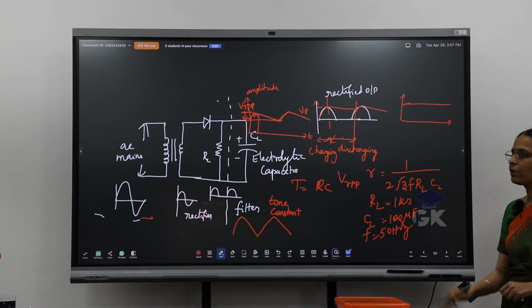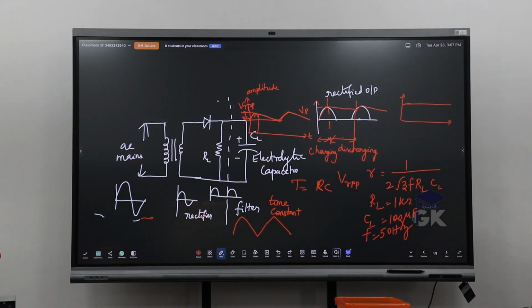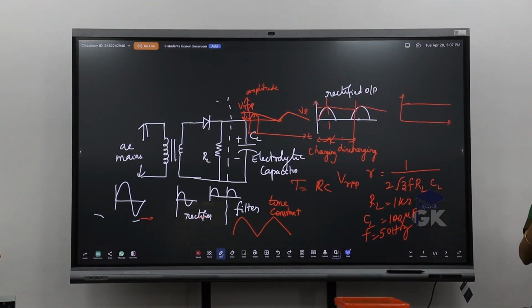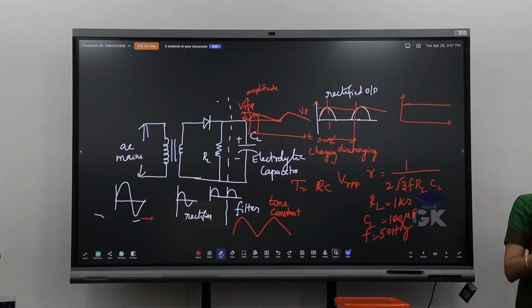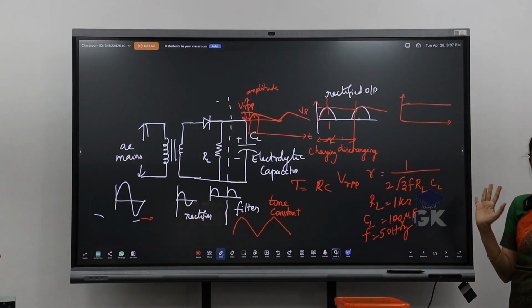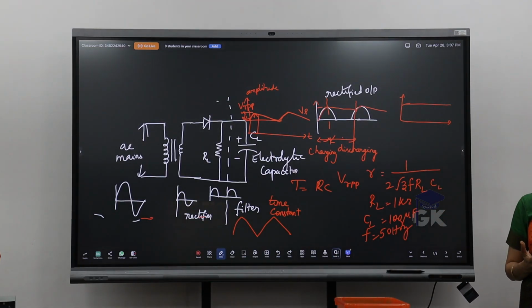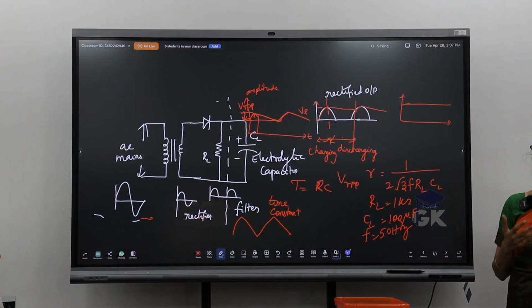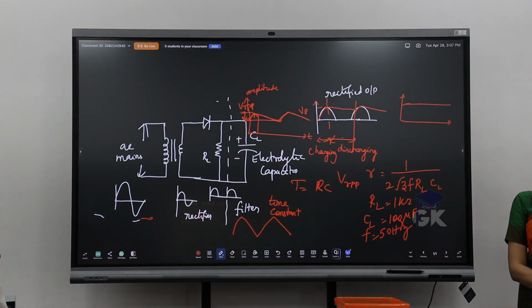Okay, if you substitute right away, you will get the value of your ripple factor. So theoretically, what is it? And practically, what you are obtaining, we have to tally both the values. Now, just looking at the equation, what inferences can we make? Say, if I am increasing my load resistance, what should happen to my ripple? My ripple factor should decrease.